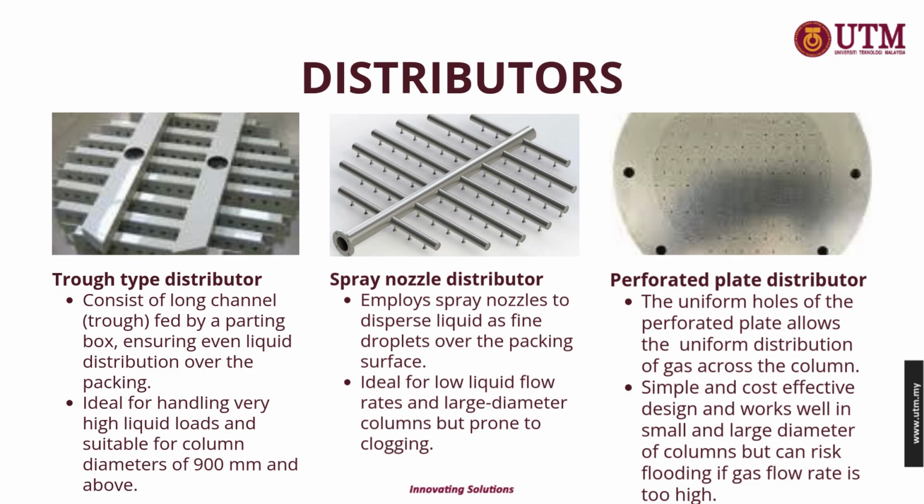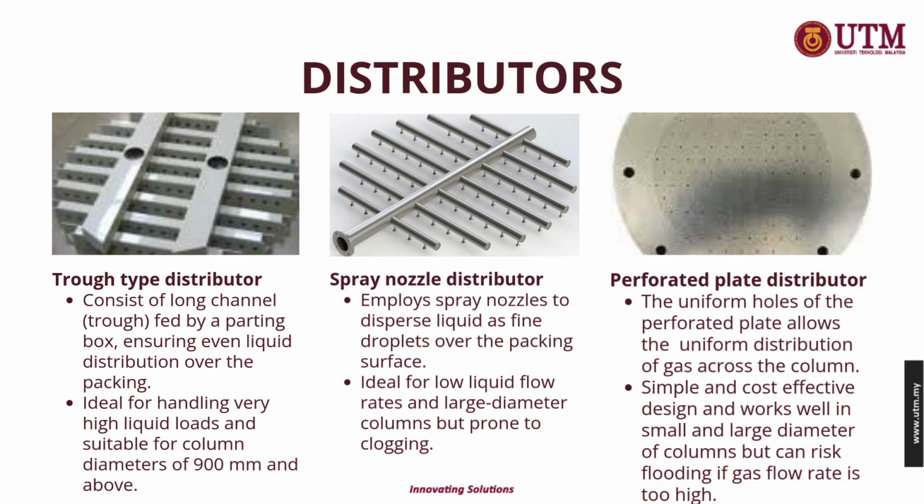Now let's talk about the distributors. There are two types of distributors, liquid distributors and gas distributors, and here we have a few examples of them. The trough type distributor consists of long channel troughs fed by a parting box, ensuring even liquid distribution over the packing. It's ideal for handling very high liquid loads and suitable for column diameters of 900 mm and above.